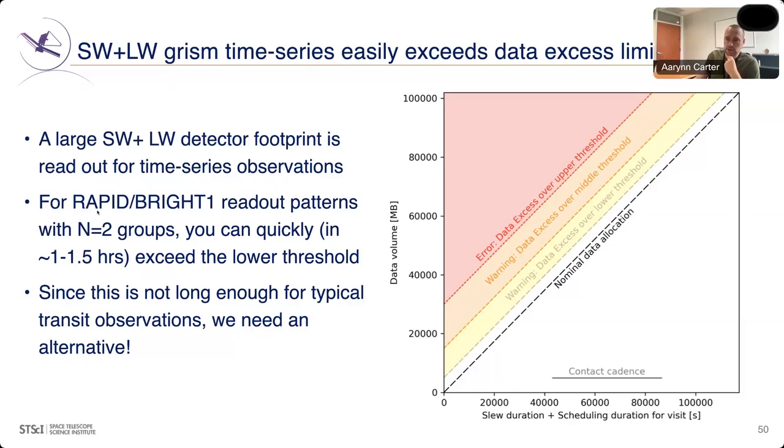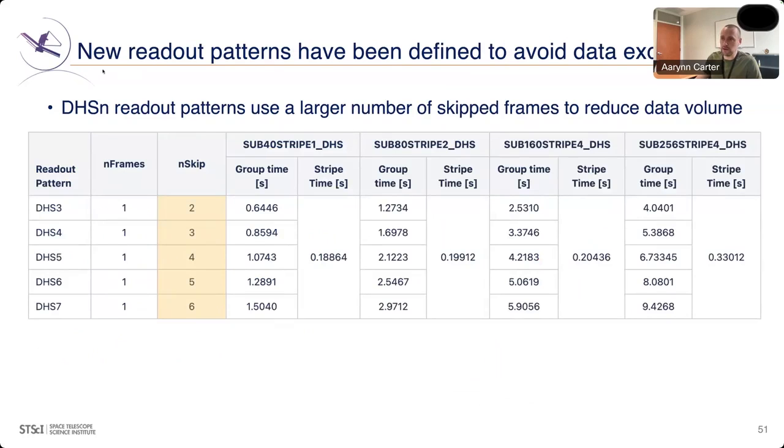And like I said earlier, for rapid readout, so this is the fastest readout NIRCam has with 2 groups, you can quickly exceed this lower yellow threshold in just 1 to 1.5 hours. So really, definitely not long enough for a typical transit observation, and we need some kind of alternative. So here at ST, there have been new readout patterns designed to specifically avoid these data excesses.